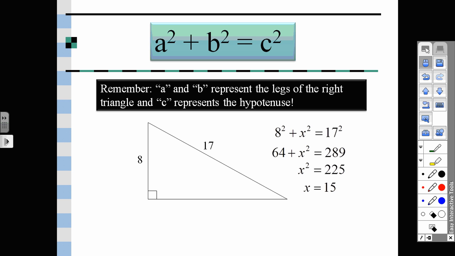Okay, so that's just the basics. You're going to have a lot of problems where you're going to have to solve using the Pythagorean theorem. Look for those right triangles, make sure that you're plugging in the right numbers in the right places.